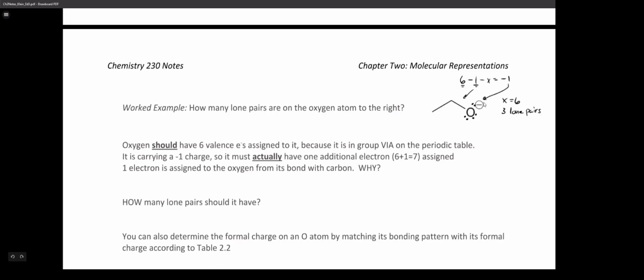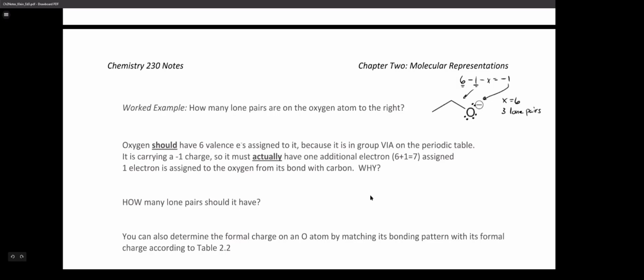That would be the pattern. That's about the only time you'll see a negative charge without showing the lone pairs. And even then, I don't ever do that. I always show the lone pairs.